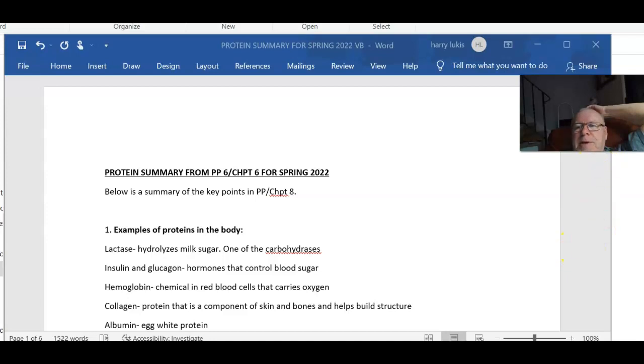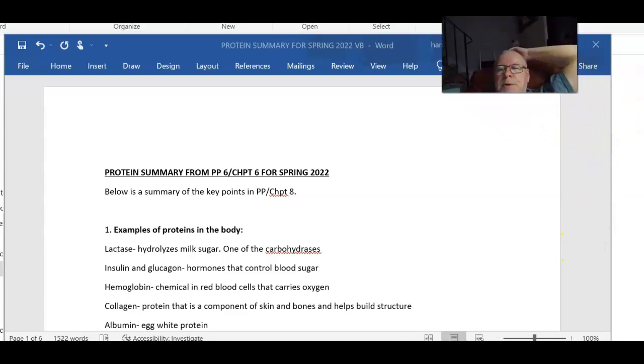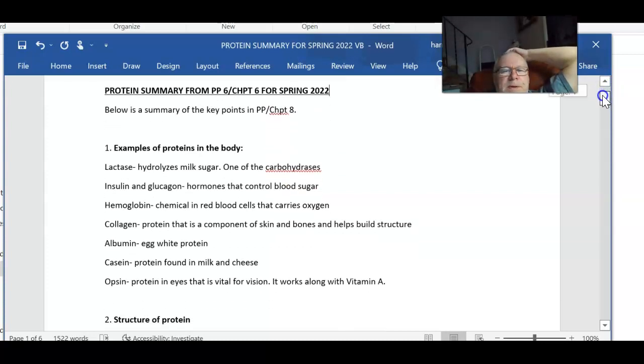All right, so this is basic. I'm just going to point out some things here in this document. You should have a copy of this document on Blackboard, and I am making hard copies that I'll be passing out on Monday. The first section is just an example of some proteins.